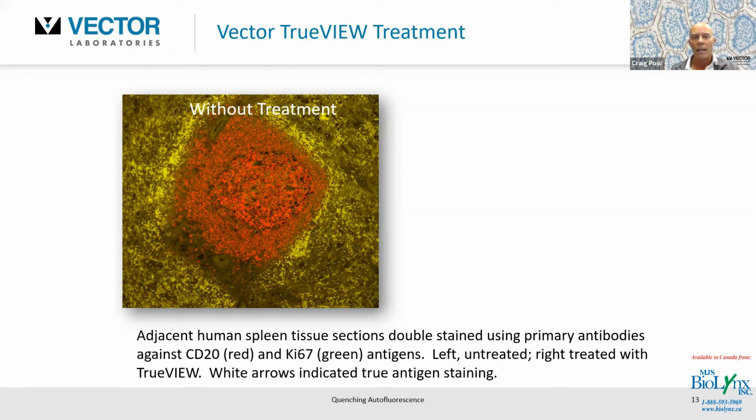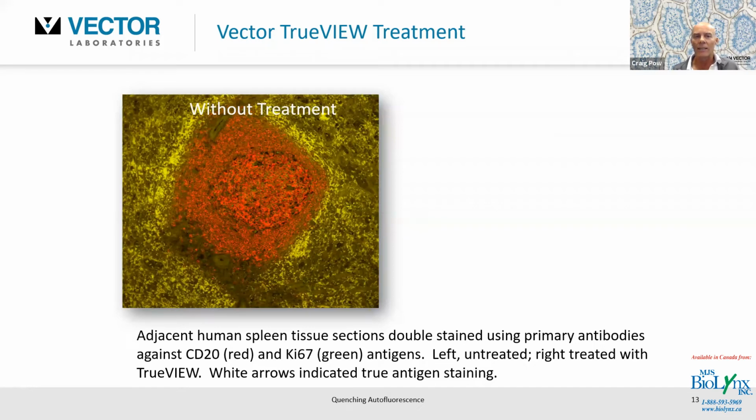So this is actually double stained. It's CD20 in the red, which hopefully you can see, reddy orange, and then Ki67, which actually you can't see in here. They're like little pinpoints hidden in here. It's a mitotic marker, Ki67. You can't see them without reducing the autofluorescence.